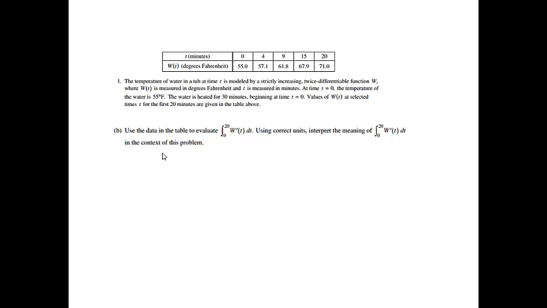Okay, for part B, use the data in the table to evaluate the integral from 0 to 20 of w prime of t dt. Using correct units, interpret the meaning in the context of this problem. Alright, so if I'm taking the integral of a derivative, the integral and the derivative will just cancel out, and I get to evaluate it at 20 and 0, which means this is going to be w of 20 minus w of 0.